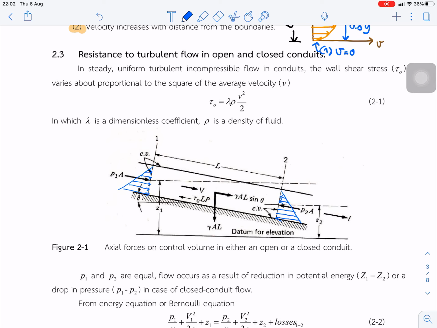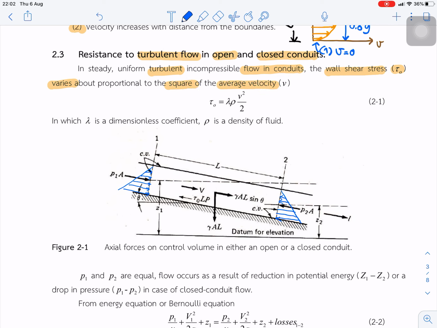This next section is about turbulent flow. From the previous section, we covered laminar flow in open channel and in closed conduit. In steady uniform turbulent incompressible flow in a conduit, the wall shear stress, we can use the symbol tau naught, varies in proportion to the square of the average velocity.